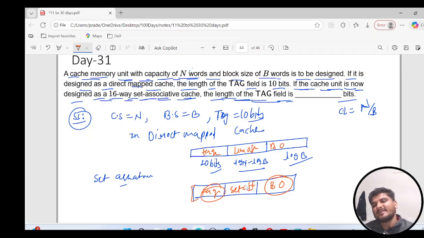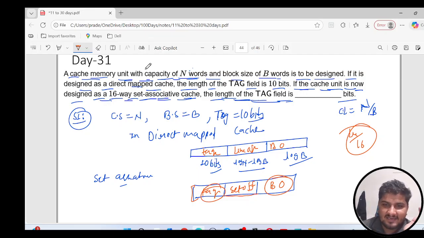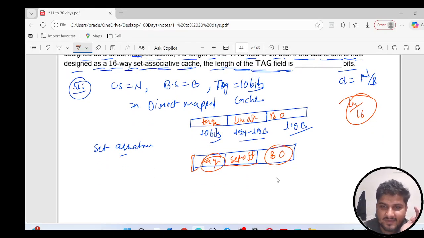Set offset will be the number of sets. So how many sets are we going to create? We are going to divide lines by 16. So actually this field will take log 16 fewer bits. This will again take log b, and this will become n by b, because we are going to divide by 16 also.